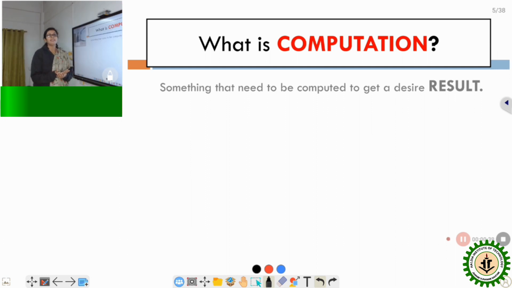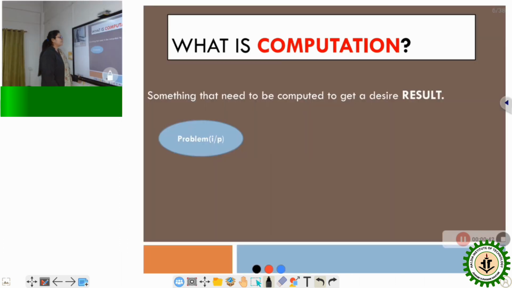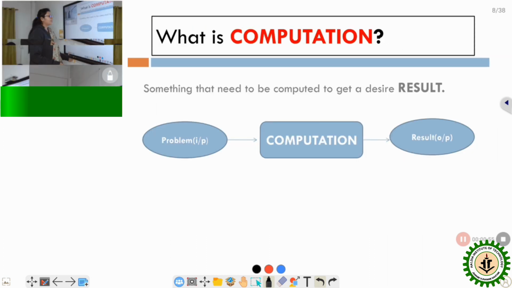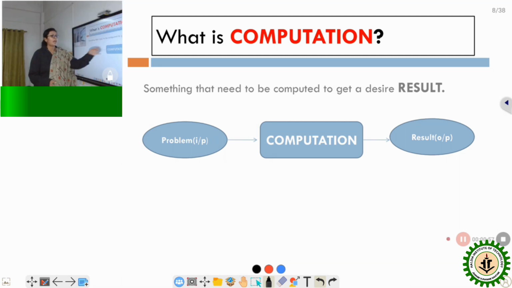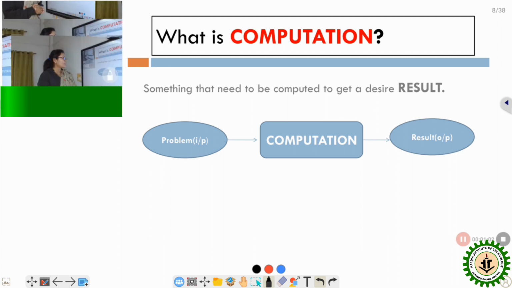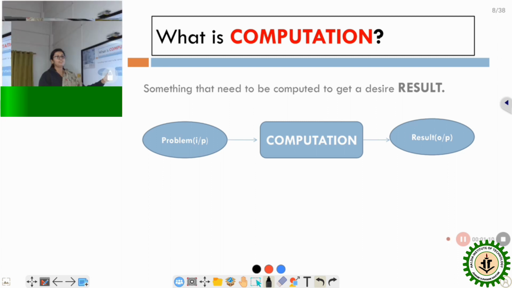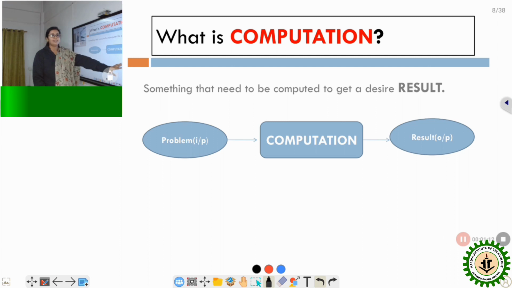Now, how can we get the desired result? First, we have some problem statement, that is our inputs. Now, we have some methodology, that is the computation methodology, and next we will get some result, that is our output. So, this is my computation. We have some inputs, we have some computational methods, and the inputs combined with that computational method give a desired result or output. That is my computation.